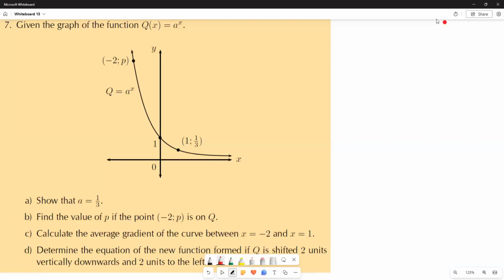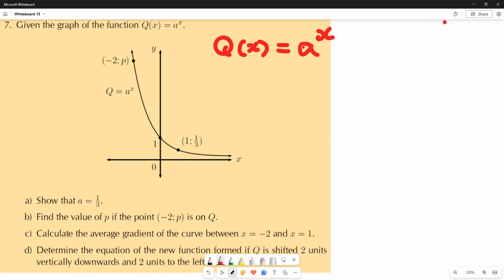In this video, we're going to be doing revision of an exponential function. They say, given the graph of the function q of x equals a to the power of x. So we have q of x is a to the power of x, right?